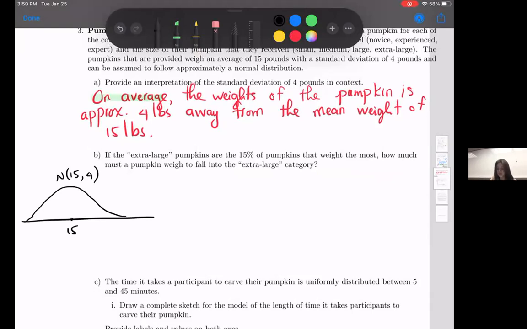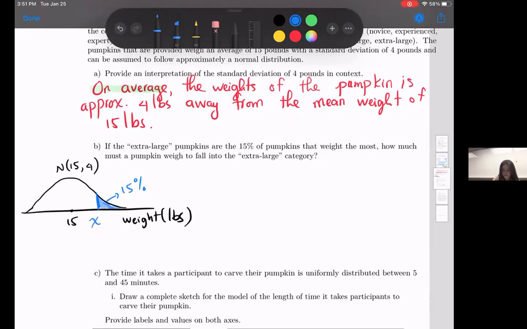15% extra large, 50% of the pumpkins that weigh the most. So 15% is, by the way, on the x-axis, that's weight, right? Weight, of course, in pounds. The further to the right, the heavier the pumpkin weighs. So this is 15% of the extra large pumpkins, and they ask you, what is X? How much the pumpkin has to weigh in order to be in that category, 15% extra large?